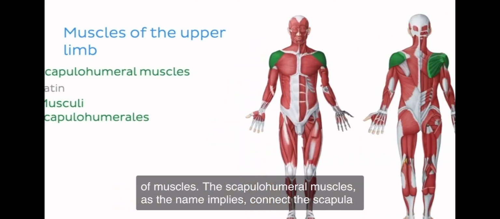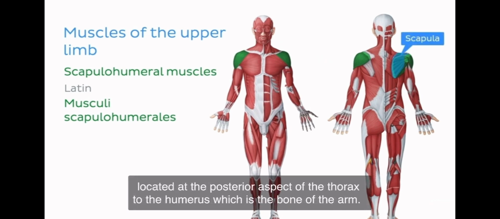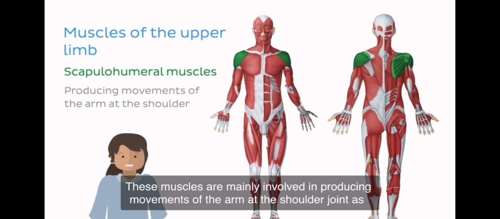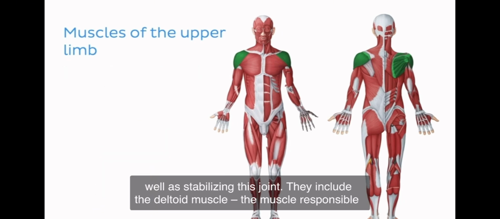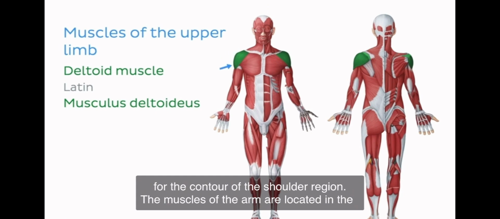The scapulohumeral muscles, as the name implies, connect the scapula, located at the posterior aspect of the thorax, to the humerus, which is the bone of the arm. These muscles are mainly involved in producing movements of the arm at the shoulder joint, as well as stabilizing this joint. They include the deltoid muscle, the muscle responsible for the contour of the shoulder region.